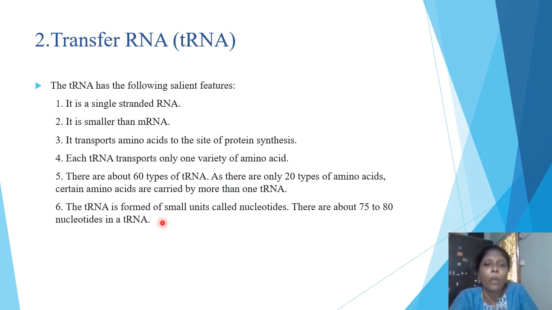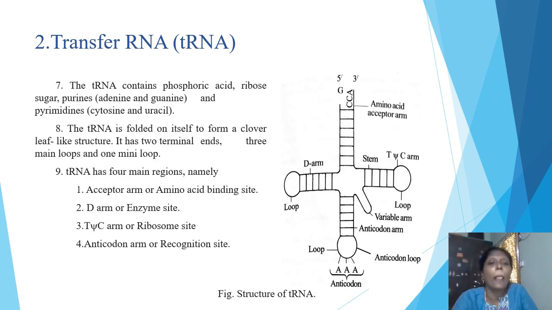The tRNA is formed of small units called nucleotides. There are about 75 to 80 nucleotides in tRNA. So this is the structure of tRNA. In tRNA also there is a phosphoric acid, sugar molecules, and the purines and the pyrimidines. As we already know, instead of thymine in DNA, in RNA there will be a uracil. So this is the clover leaf-like structure of the tRNA. This is the clover-like structure of the tRNA.